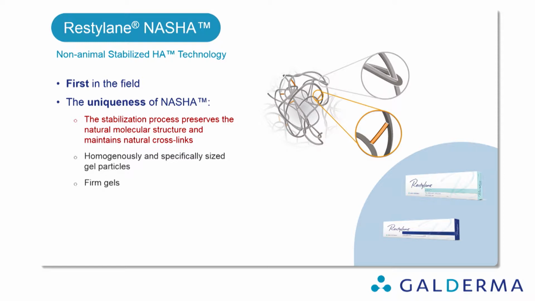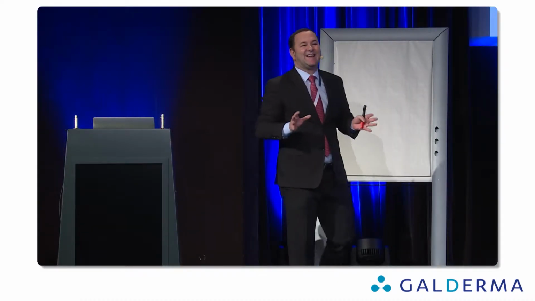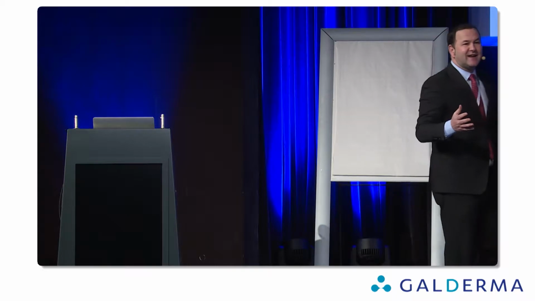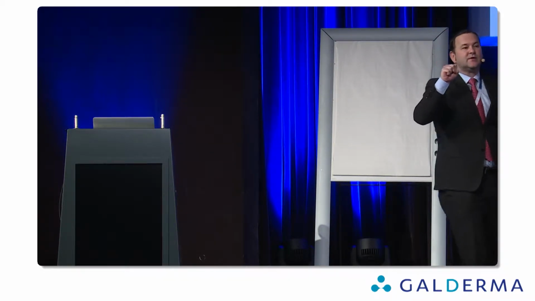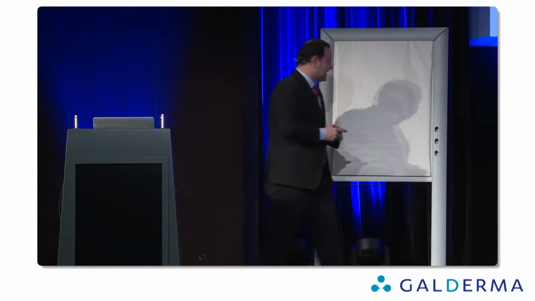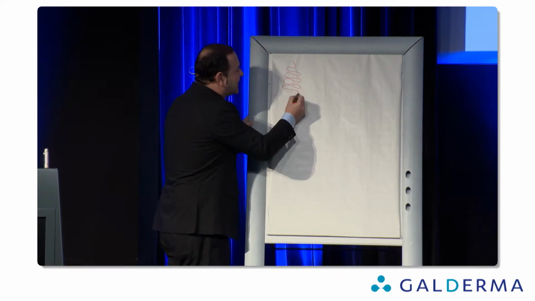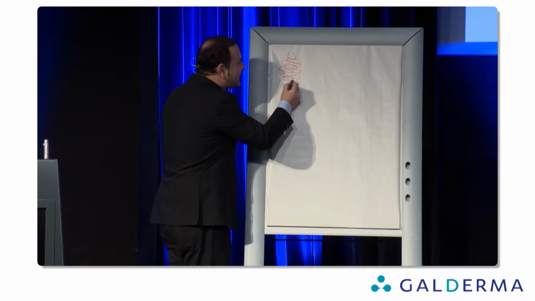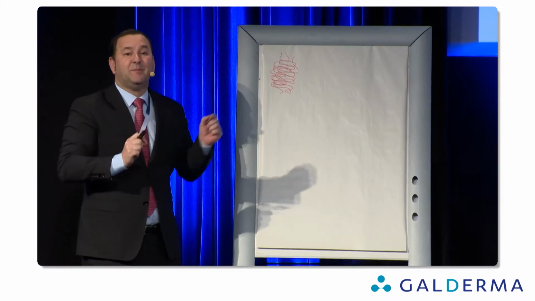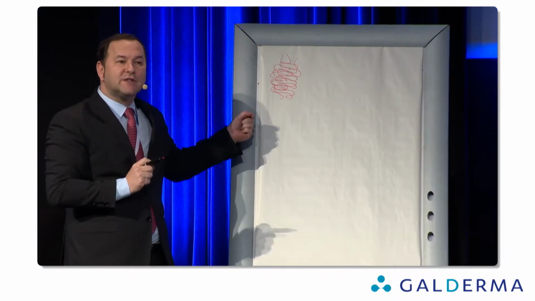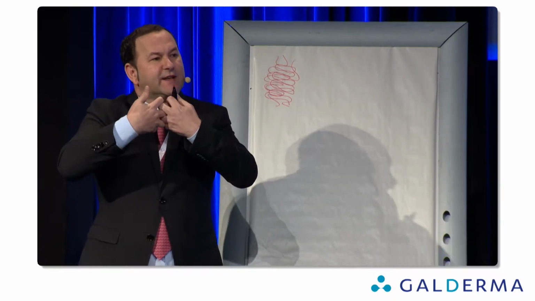Can we go to the flip chart here? So, NASHA is like a tagliatelle. We all know tagliatelle. It comes in a box, and it's like a ball. So when we take that tagliatelle, it's hard. It's this kind of tagliatelle. It comes all mechanically cross-linked without having to add any synthetic BDDE or cross-linker. We do have a mechanical cross-linking of the strands of HA.